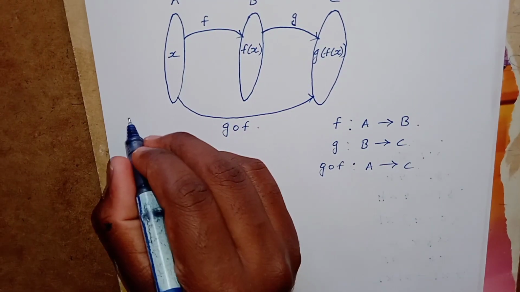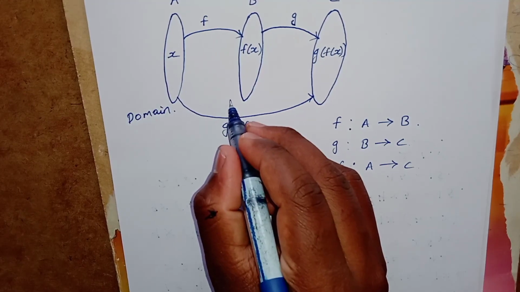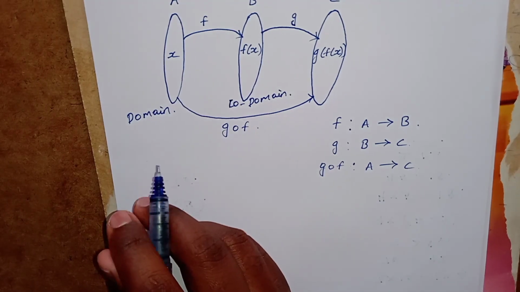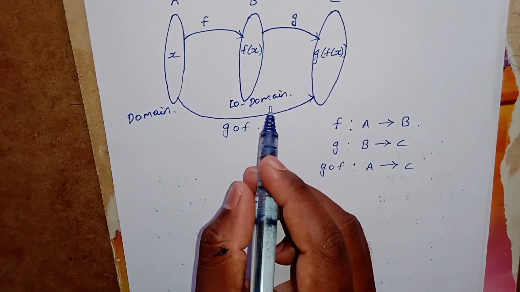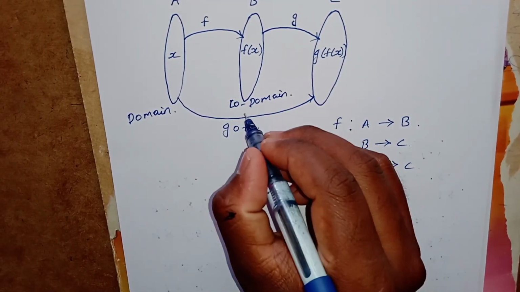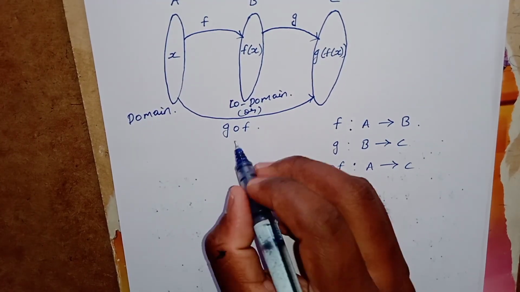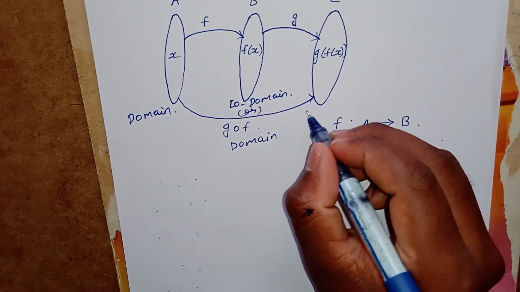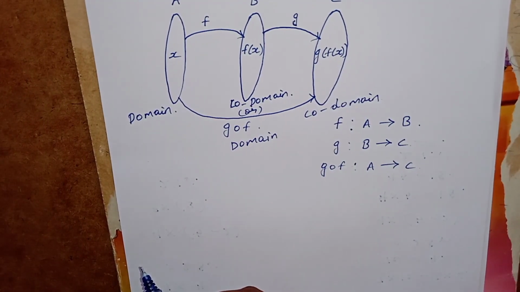Here this is my domain, this is my codomain. For two sets we have seen this is domain and this is my codomain. Now here three sets are there, therefore next only two we can take. Therefore I am taking now B as domain and C as codomain. I hope you all understood.